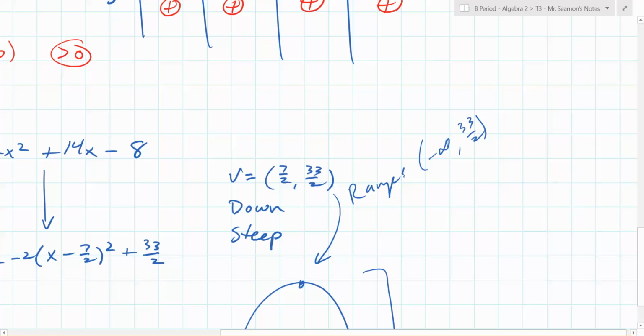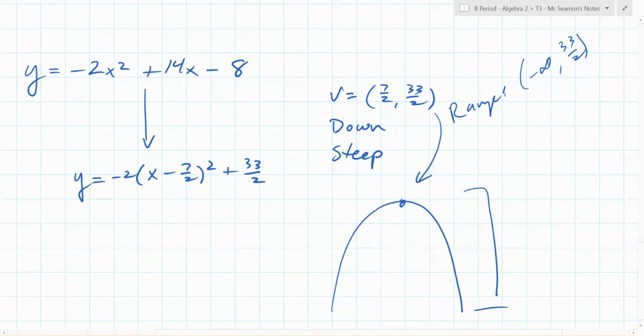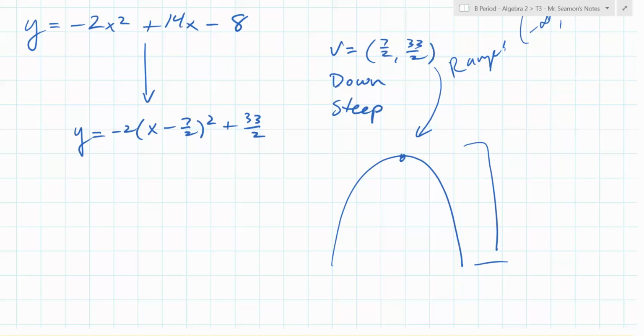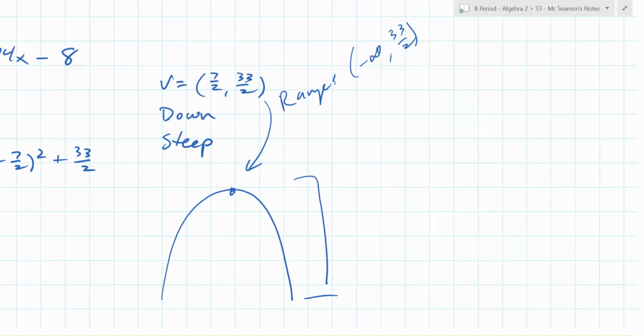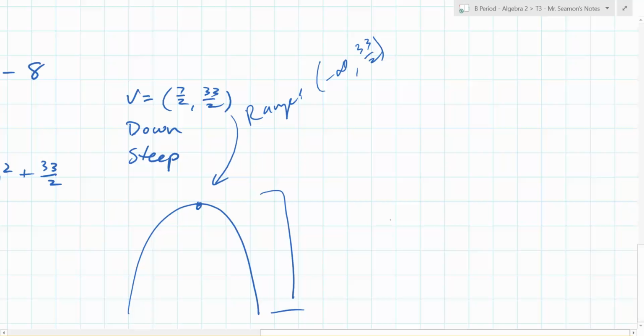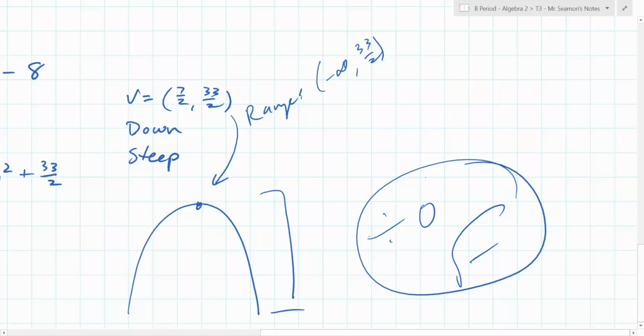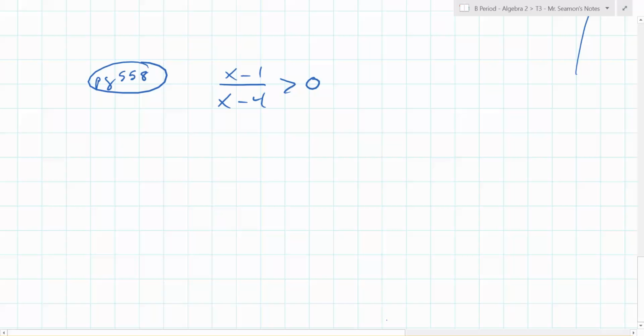The domain, in a quadratic, is always all real numbers. Because what are the two things you can't do? You can't divide by 0, and you can't have the square root of a negative. Well, you can, but it's imaginary, so it's not in real numbers. Can either of these things happen with a quadratic? No. So what's the domain of a quadratic always? All real numbers. Yes.